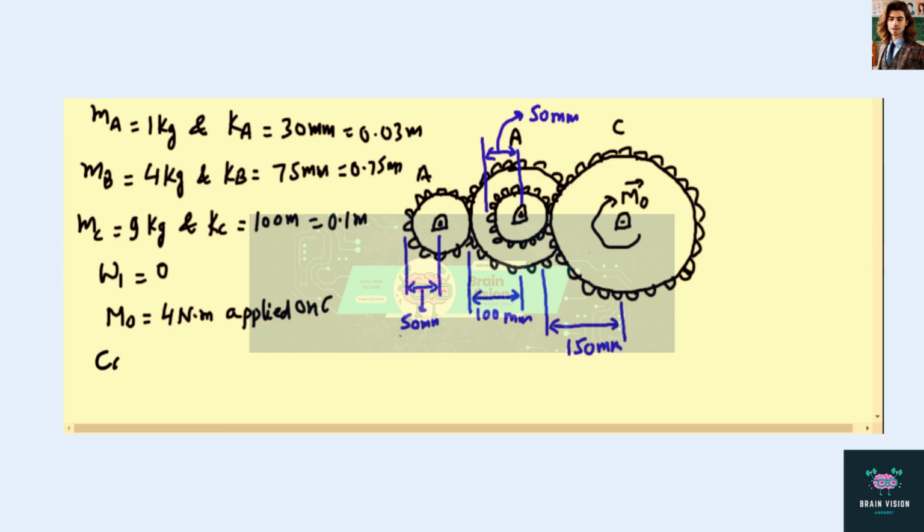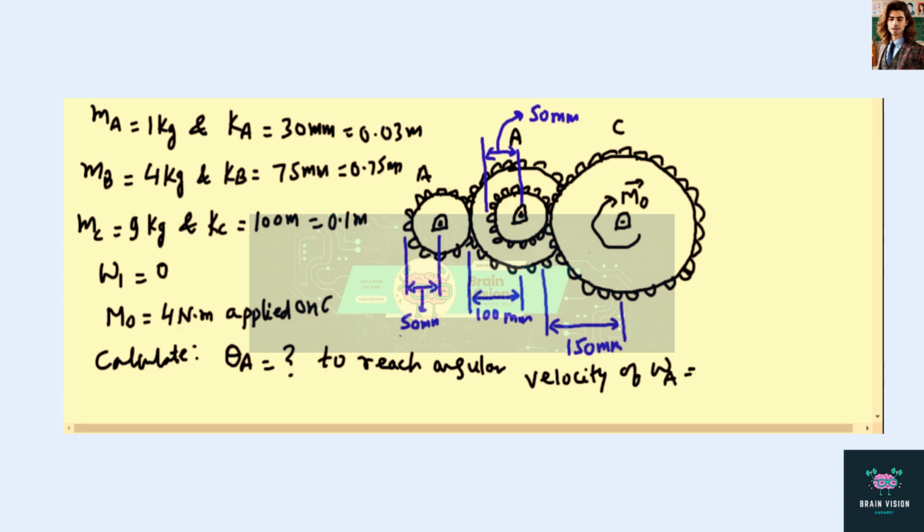We have to calculate the number of revolutions required for disk A to reach an angular velocity of 300 rpm. Let us start solving it.